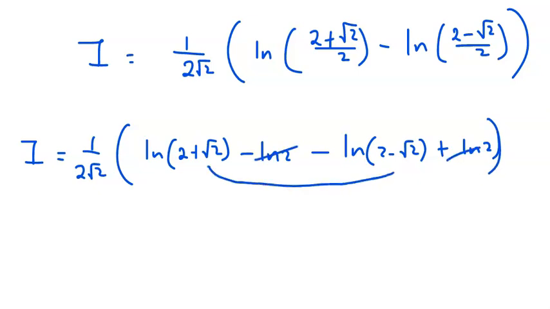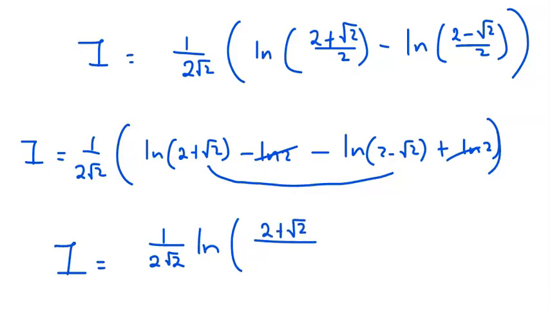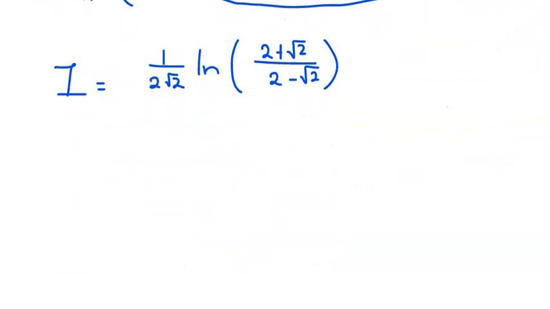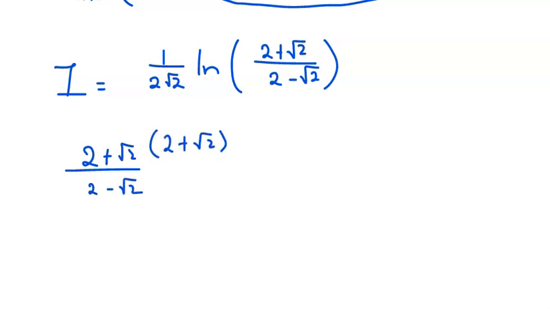And here we use that property. So we get I is equal to 1 over 2 root 2 times the natural log of 2 plus root 2 divided by 2 minus root 2. So we're going to rationalize, right? So let's see how we're going to rationalize this. So we have 2 plus root 2 divided by 2 minus root 2. So we're going to multiply by the conjugate of the denominator, right? So 2 plus root 2.